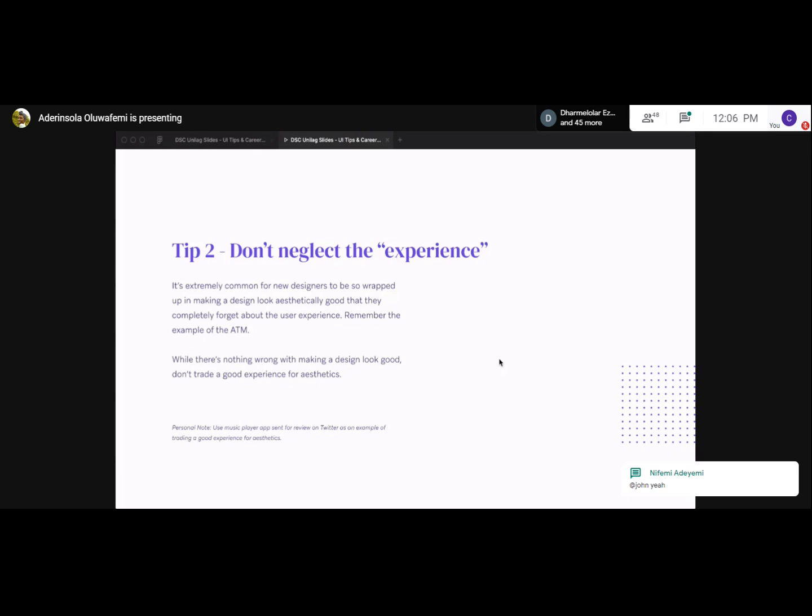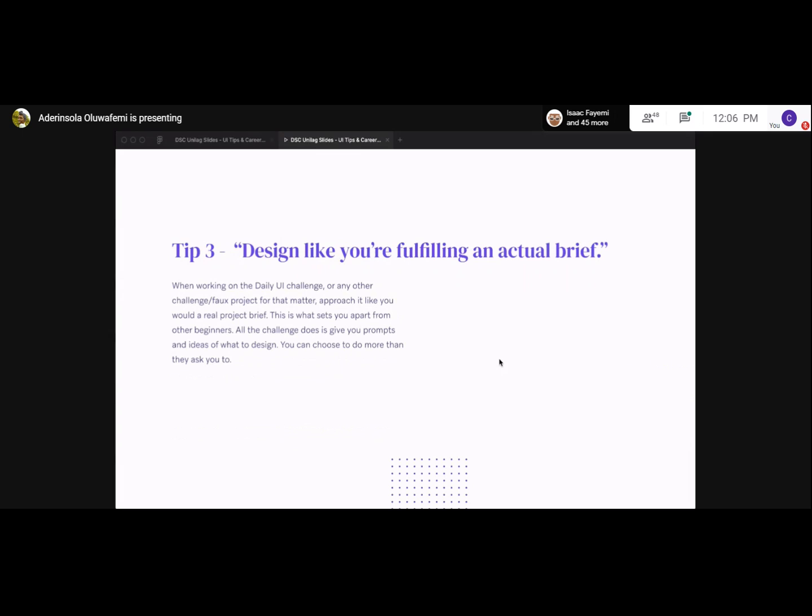That's bad UX. I would want to know what song I'm listening to. I would want to know the artist of the song, or who created the song that I'm listening to. But he took those things out because he wanted to achieve a pretty interface. And I told him that if your current layout means you have to sacrifice the things that make a good experience, then the layout is not worth it. So while, like I said, there's nothing wrong with making a design look good, do not trade a good experience for pretty aesthetics. I hope that point has been made.